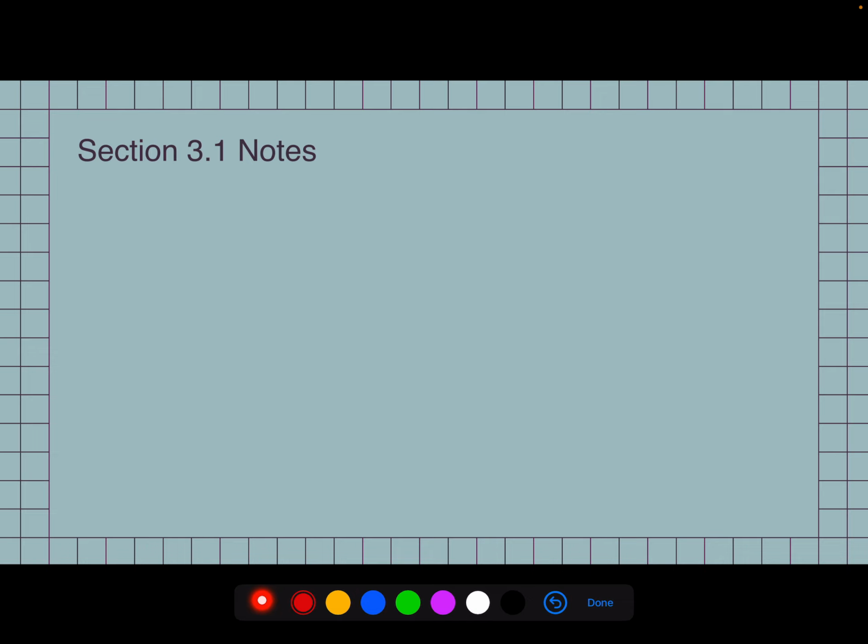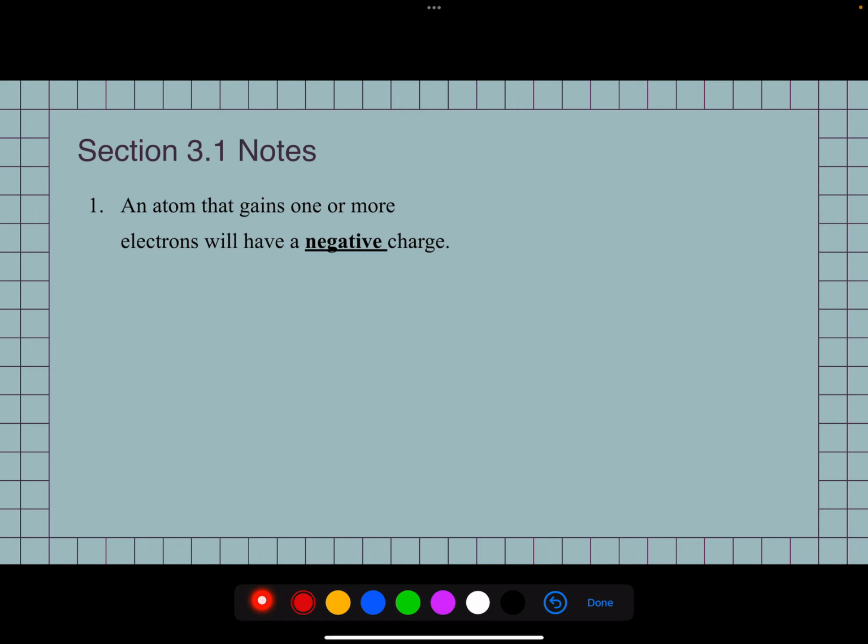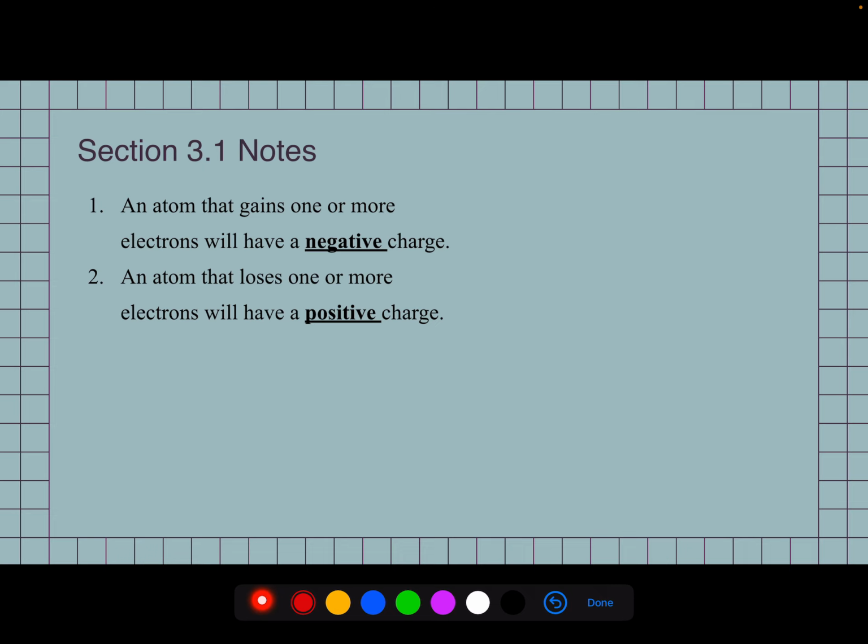So here we go. So our first point here is that number one is going to go along with your number one on your notes. All right, so number one, it says an atom that gains one or more electrons will have a negative charge. So remember, if it's gaining an electron, electrons are negative, it's going to have a negative charge, right? We'll have more electrons than we will protons. Two, an atom that loses one or more electrons will have a positive charge. So if they're going to be losing electrons, they're going to have more protons than they will electrons.